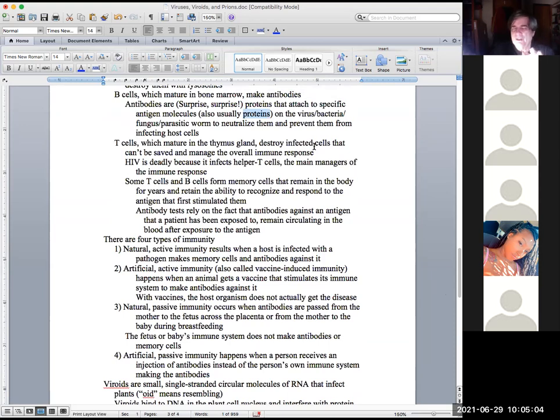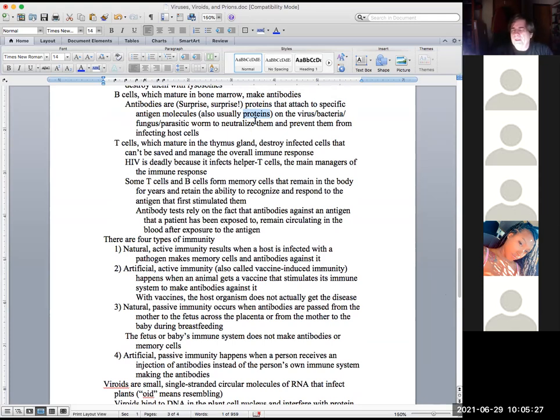So the antigen is on the virus or the bacteria or the fungus or the parasitic worm. The antibodies are sometimes compared to guided missiles. You might remember that there are some antibody treatments for SARS-CoV-2.